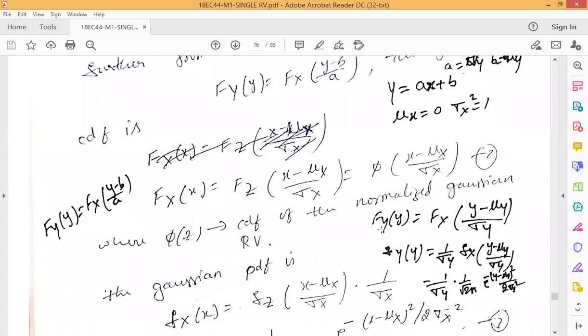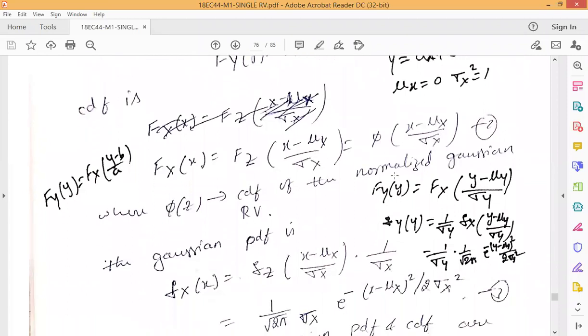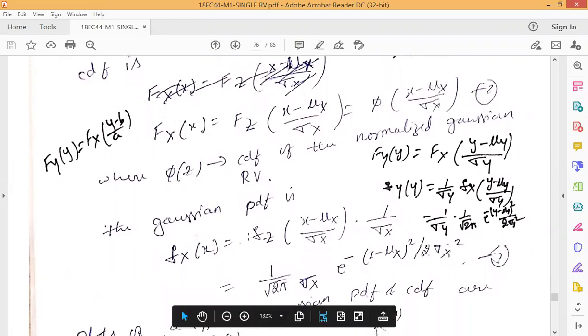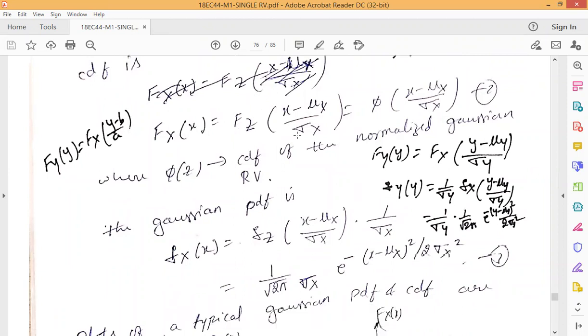So here instead of F_Z, it will be written as phi of (x minus mu x) divided by sigma x. And this phi of z is generally taken with z equal to x minus mu x divided by sigma x. Here this phi of z represents the CDF of the normalized Gaussian random variable. And as we know, the Gaussian PDF f_X of x is obtained by taking the differentiation of F_Z of (x minus mu x) divided by sigma x.